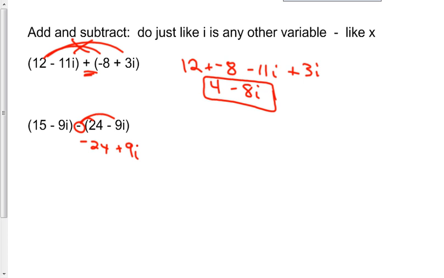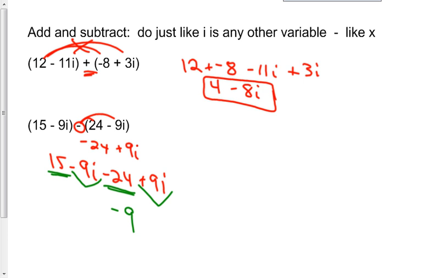Down here, let's complete this subtraction question. We've got 15 minus 9i minus 24 plus 9i. Without rewriting this, putting the terms next to each other, just pull them out of the question. 15 subtract 24, those are your like terms. Negative 9i plus 9i, those are like terms. Negative 9 plus 9 cancel each other out. And your answer to this one is just negative 9.